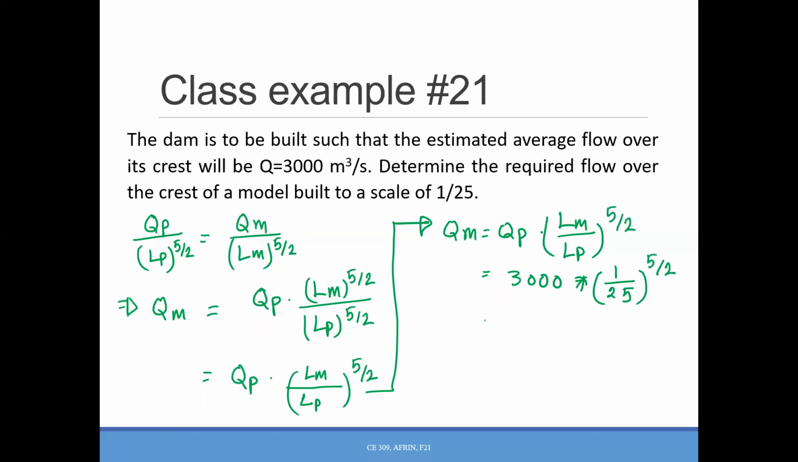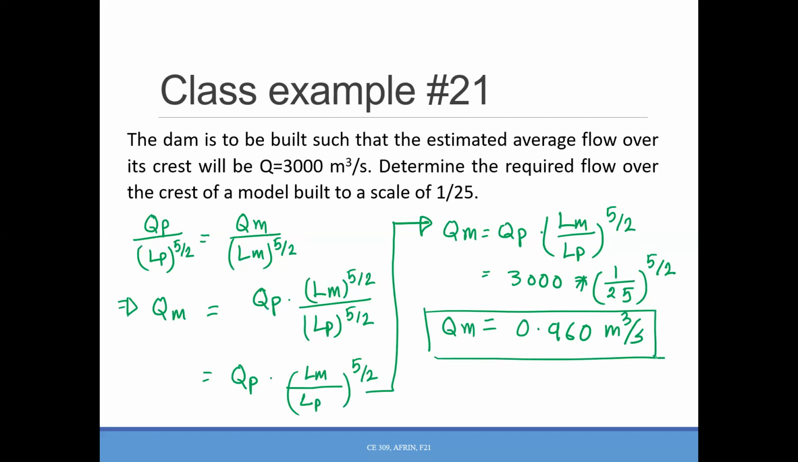Okay, and if you do the calculation, you should get 0.960. So on the actual object, you got 3000. And here, when you did the testing, you should get 0.96 meter cube per second. And that is the answer for this class example 21.